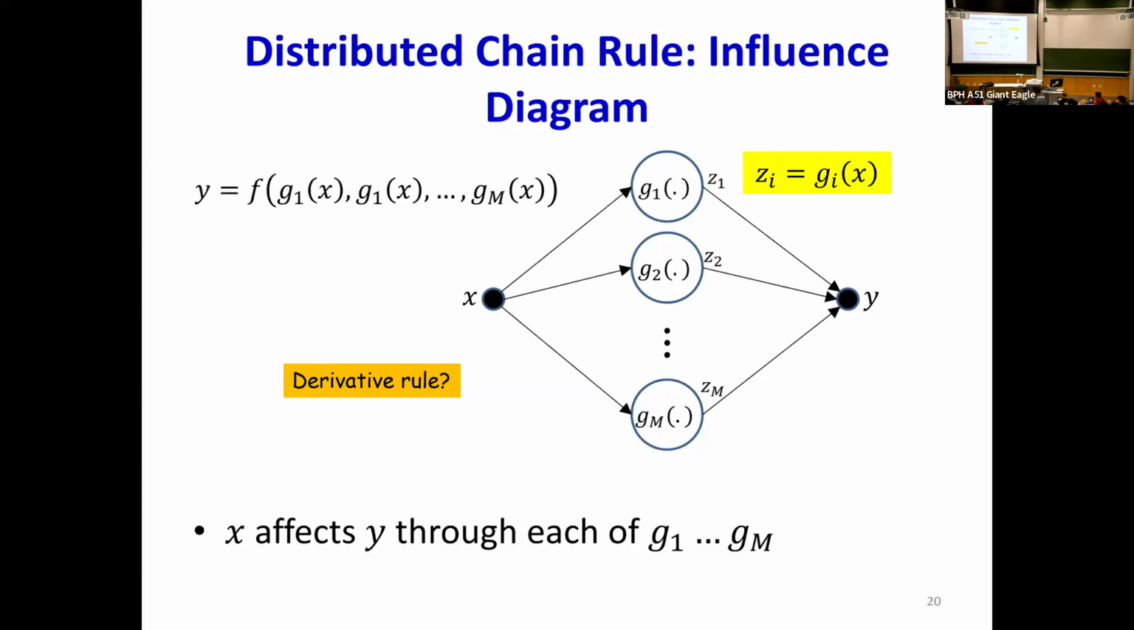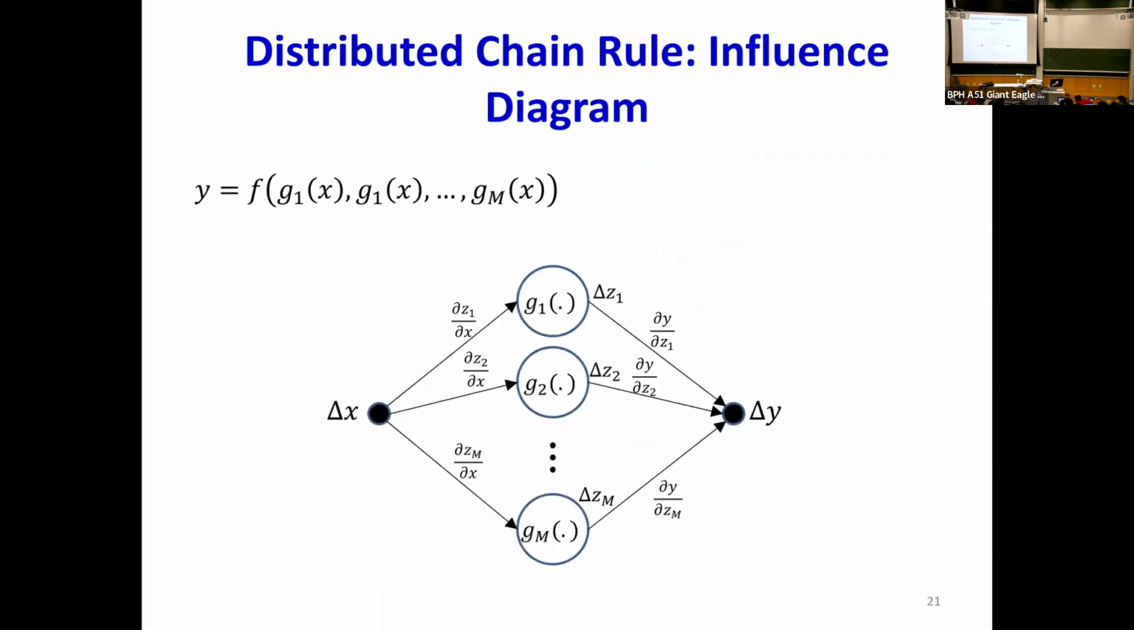So now, what would the derivative line be? So what is the figure going to look like? It's going to look like this, right? Every edge is going to just have the partial derivative or the full derivative of the output variable with respect to the input variable. Make sense? And now what will the derivative rule look like?